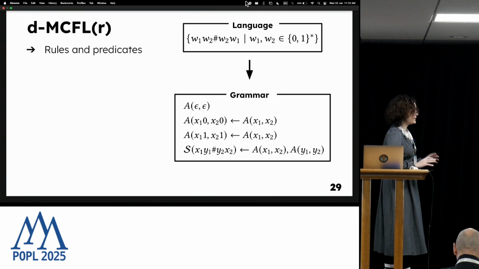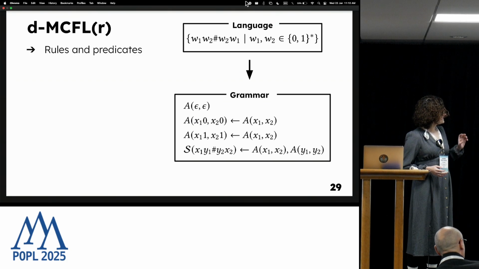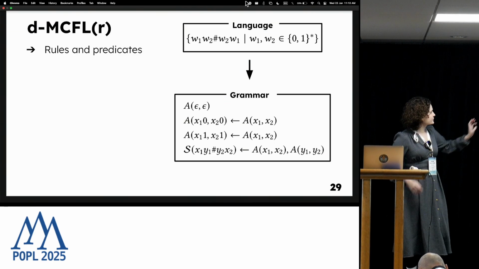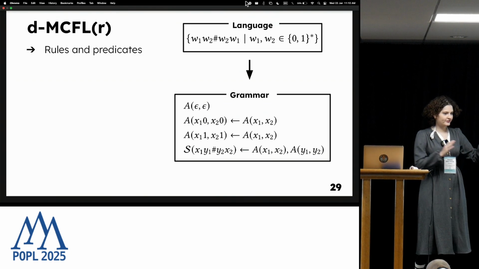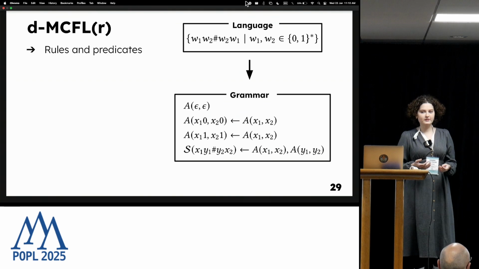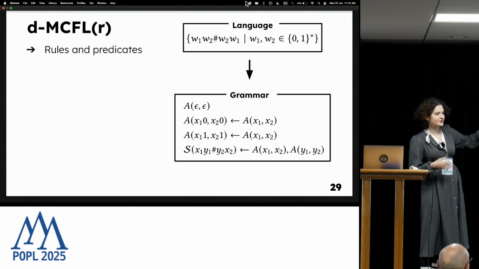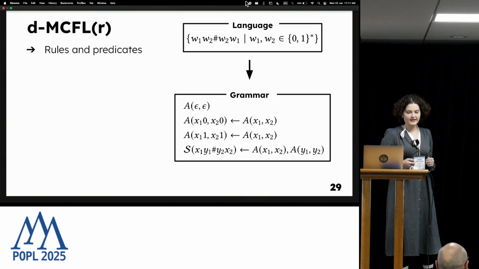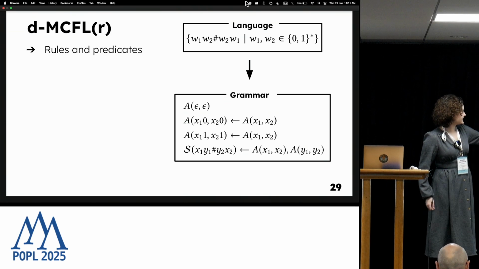Okay, so what is an MCFL? What does it look like? Let's look at this language here, which is a language that cannot be expressed by a CFL, which is word1, word2, hashtag, word2, word1. So something like Denver, Colorado, hashtag Colorado, Denver, right? An MCFL is a language that can be expressed by a multiple context-free grammar, just like a context-free language can be expressed by a context-free grammar. And it's composed of rules. We have these 4 rules here, and the predicates. In this case, our predicates are this A and S.